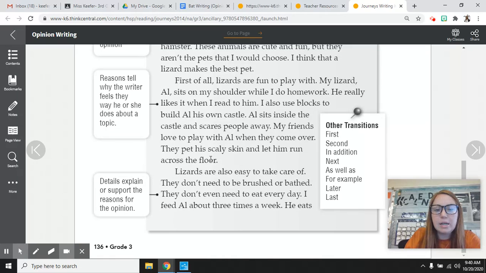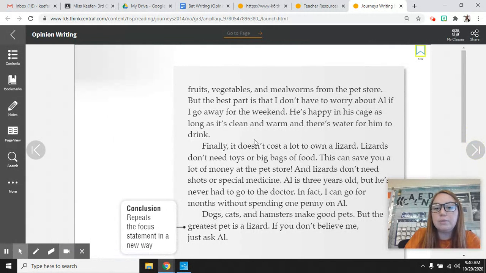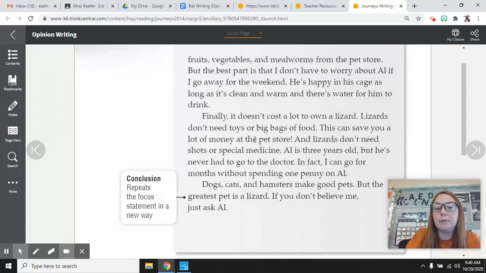Then it says, "Lizards are also easy to take care of. They don't need to be brushed or bathed. They don't even need to eat every day. I feed Al about 3 times a week." Then it says he eats fruits, vegetables, and mealworms from the pet store. "But the best part is that I don't have to worry about Al if I go away for the weekend. He's happy in his cage as long as it's clean and warm and there's water for him to drink."